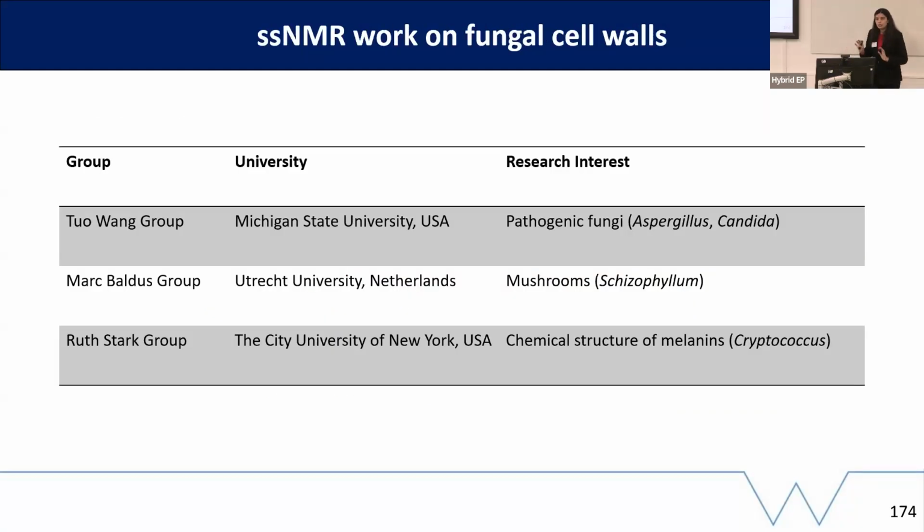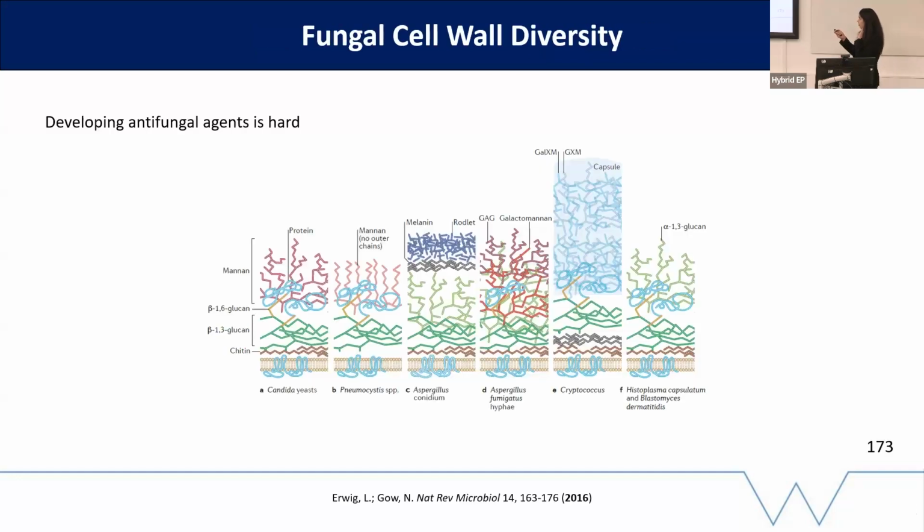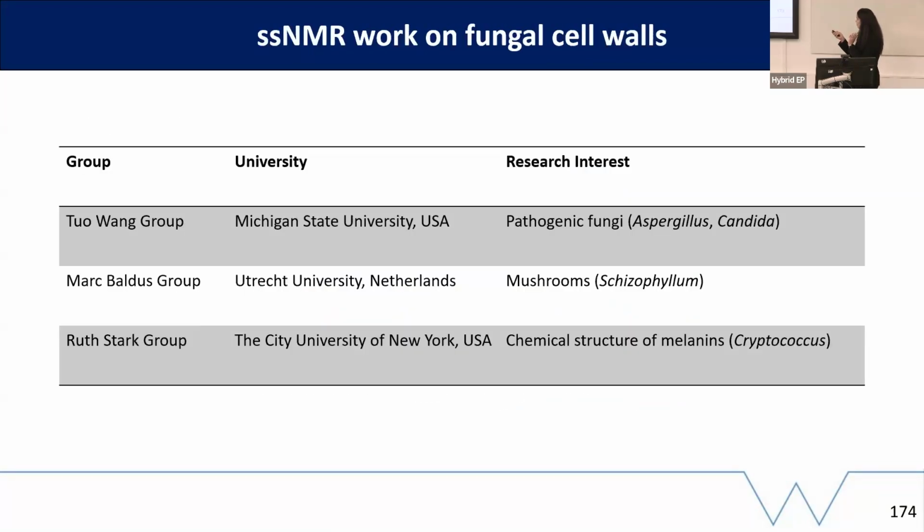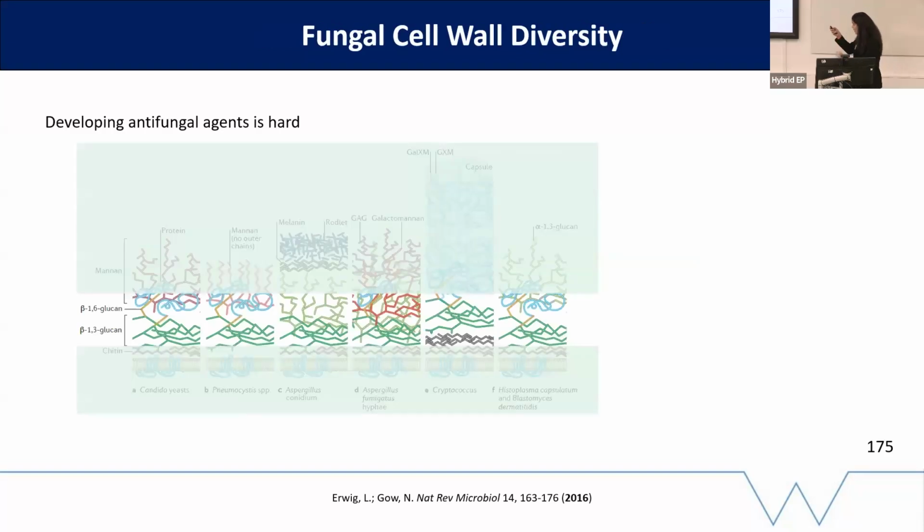Not many solid-state NMR studies have been done on fungal cell walls. These are the three groups that are doing solid-state NMR work on fungal cell walls: Tuo Wong's group in the US, Mark Balder's group, and Ruth Stark's group. Their work is majorly focused on the pathogenic fungal cell wall, the highlighted one. And we are involved in the study of this part, which is the major part and has broad-spectrum potential.